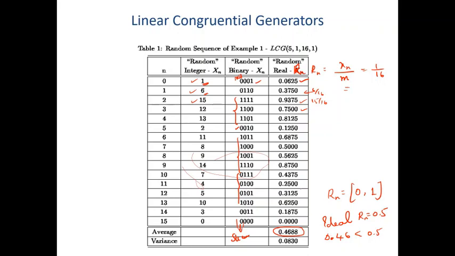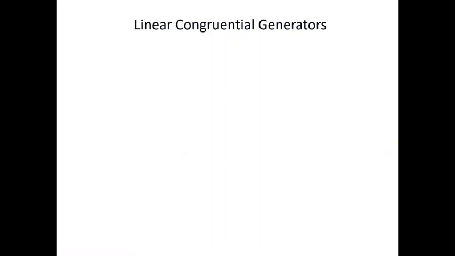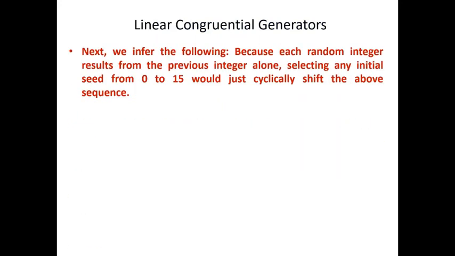Okay. And I can also compute the variance or standard deviation of each of these values, which turns out to be 0.083. And the ideal value of variance should be somewhere around 1 by 12. Okay. And you'll get something close to that. So what is the inference next?